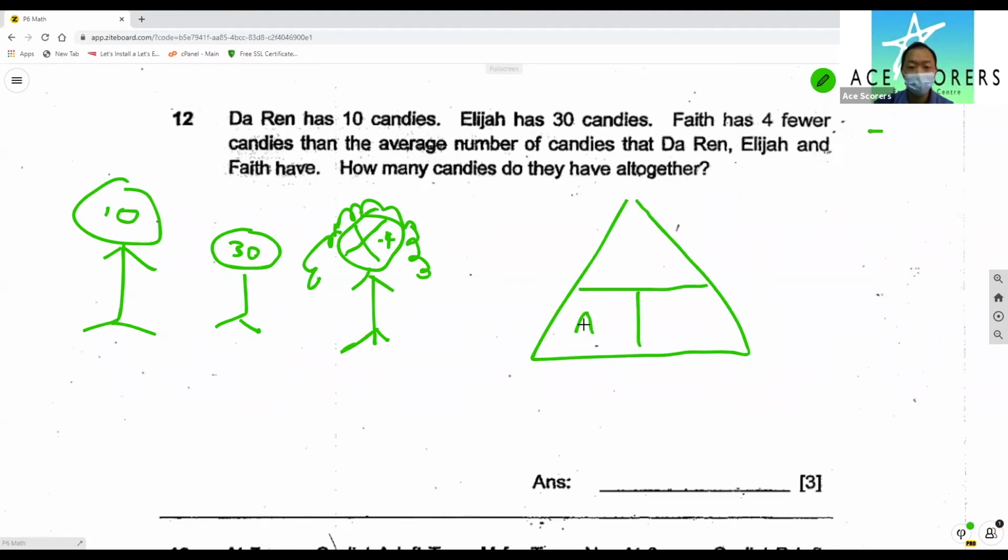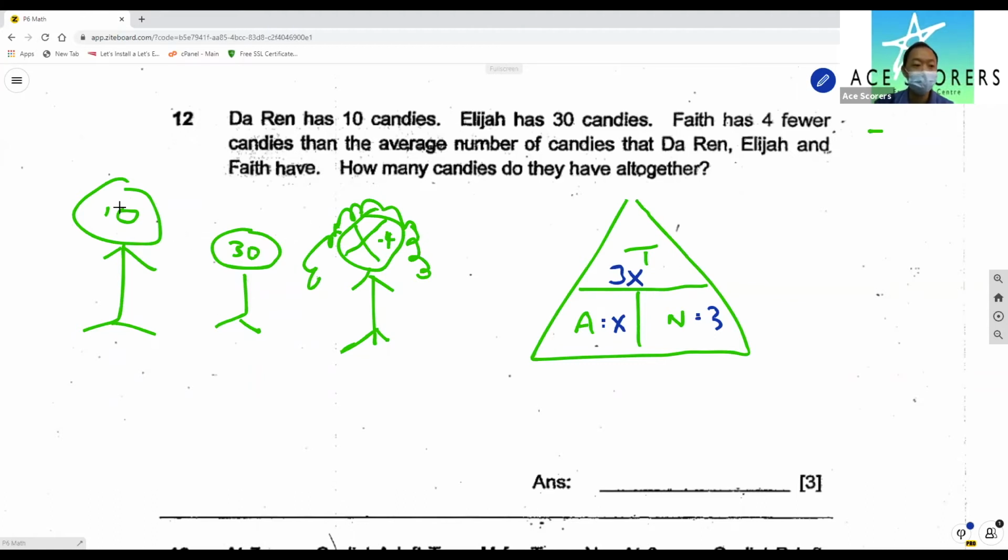Here A stands for average, T stands for total, N stands for the number of people. So how many people are there here? 3. N equal to 3. My average, I let it be X. Okay, average is X. So what's the total? If there are 3 people, each one is X, so the total is 3x.